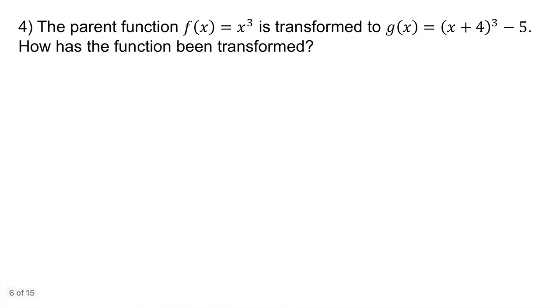Okay, so now let's try this example. So it says f of x equals x cubed is transformed to g of x equals (x plus 4) cubed minus 5. So remember, we want to use that idea of transformations, right? So we're looking for values of a, b, h, or k.